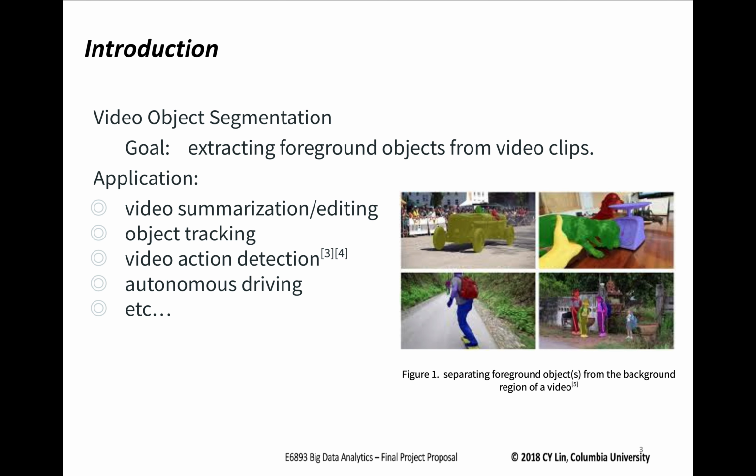The goal of video object segmentation is to extract foreground objects from video clips, and it has many applications such as video summarization, video editing, object tracking, video action detection, and autonomous driving. In Figure 1, we can see the objects labeled by different colors. They are actually separating foreground objects from the background region of a video.